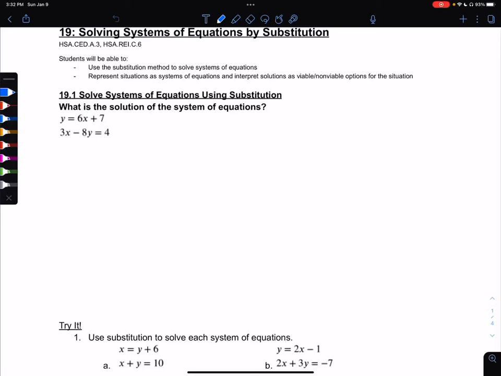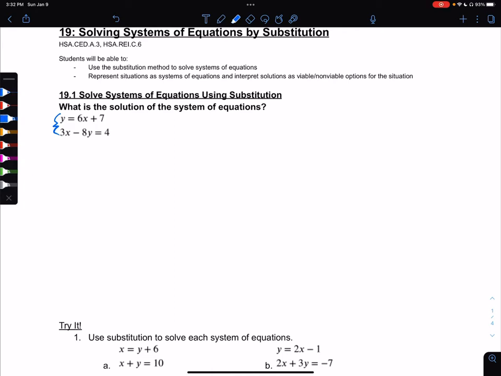Here we're going to look at topic 19, example 1, where we solve systems of equations using substitution. What is the solution of the system of equations? And we're given two equations, y equals 6x plus 7 and 3x minus 8y equals 4.